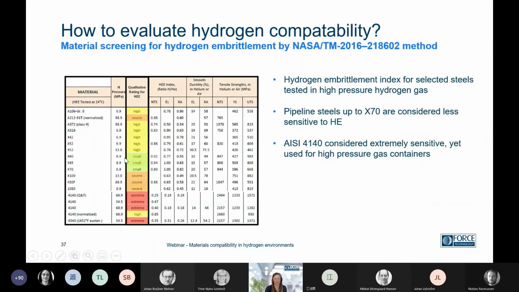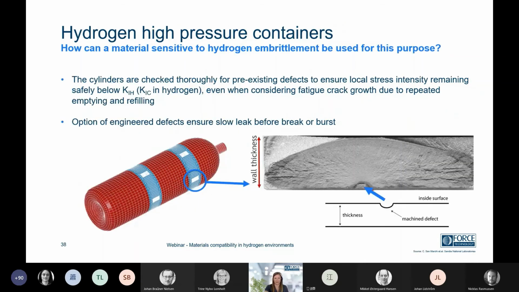And actually, it can be over-conservative to just use compatible materials, because as we see from here, we have the green materials with little hydrogen embrittlement sensitivity. These are typical pipeline steels. But if we take AISI 4140, it is extremely embrittled by hydrogen. It is the red one. But this is a material used for high pressure hydrogen containers. And how is that even possible?